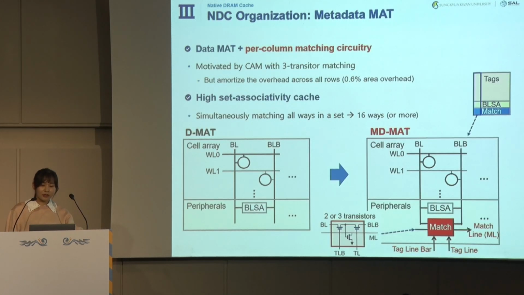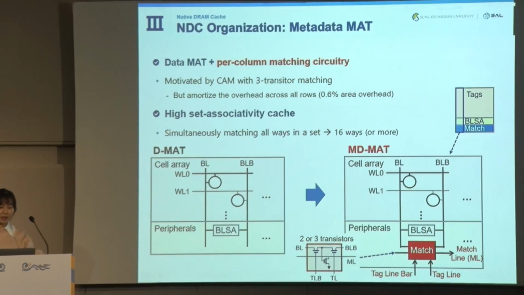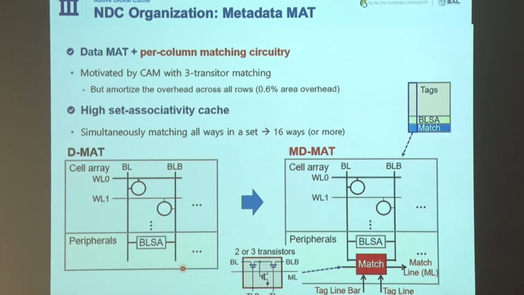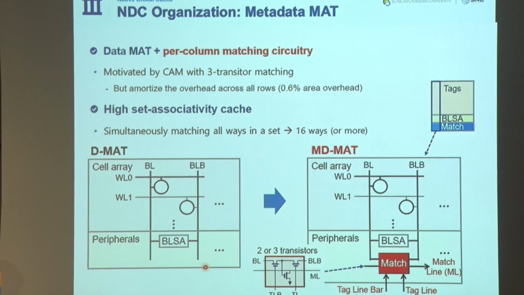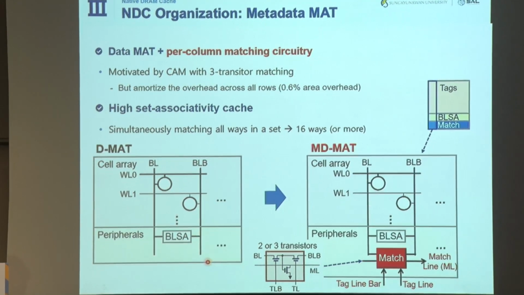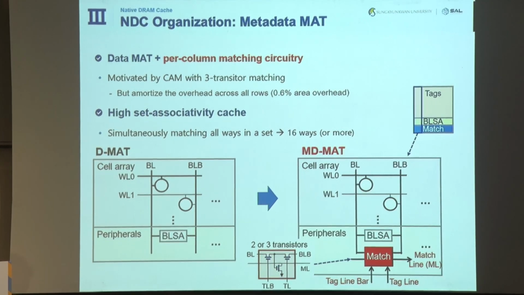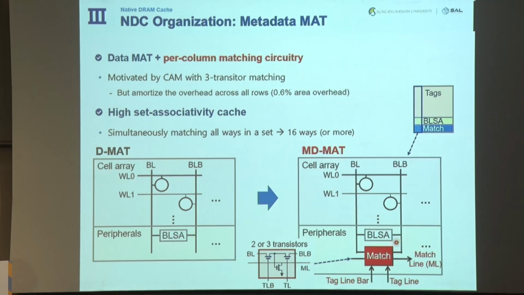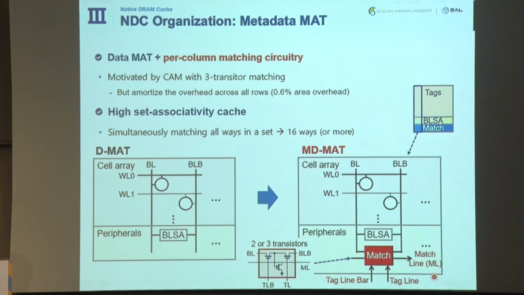Now, let's take a look at the tag matching circuit in NDC. The circuit on the left represents the traditional mat used in DRAM. The tag matching circuit, motivated by CAM with 3-transistor matching, is configured as shown on the right to compare the data stored in the bitline sense amp with the tag line and output these to the match line. This circuit allows simultaneous matching of all data sensed by the bitline sense amp, making it straightforward to manage a large number of ways.